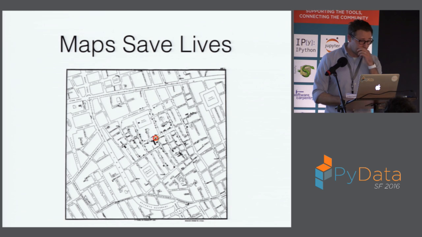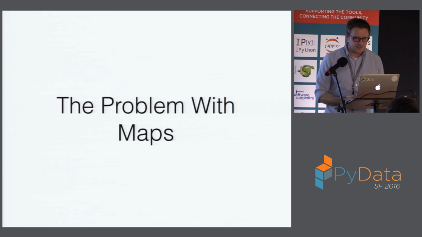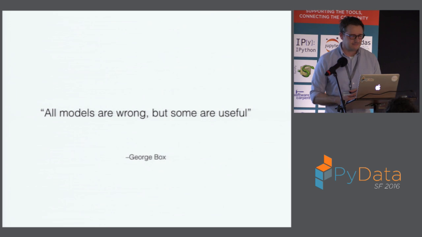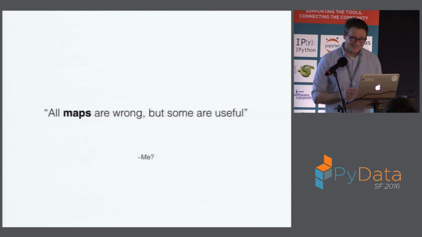So, with that out of the way, a little anecdote for why I love maps so much, let's look at what the problems with maps are. Specifically, what is the problem with maps? Now, George Box, the statistician, had a famous quote, which I think is slightly apocryphal. I think it's a little more mixed up than this, but it goes along the lines of, all models are wrong, but some are useful. Well, so are maps. And I'm actually going to claim that one. I'm sure someone else said it, but just let me have it.